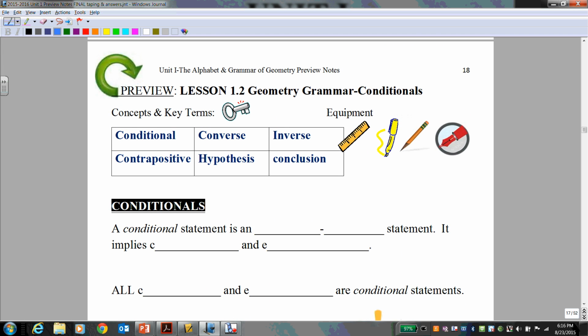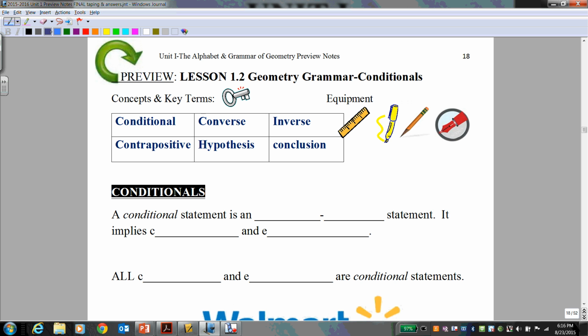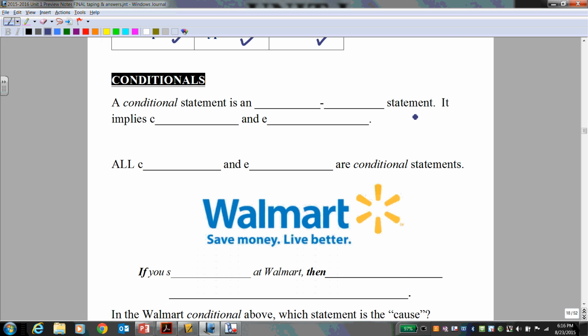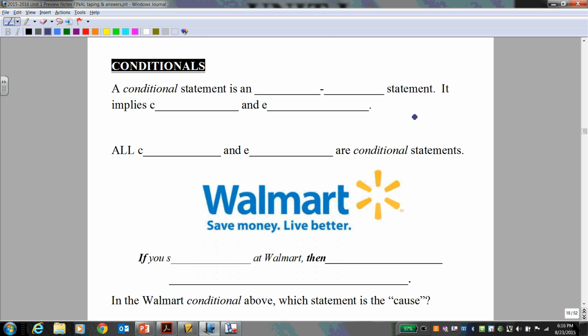Okay, last class we introduced the alphabet: point, line, ray, plane, and segment. Now we're going to talk grammar. How do the letters fit together? So the next 2 class periods, we're going to talk about logic. Today's lesson, watch out for these words: conditional, converse, inverse, contrapositive, hypothesis, and conclusion. Make sure you have your red pen handy to check your work. Conditionals.